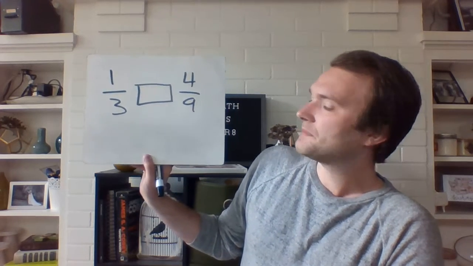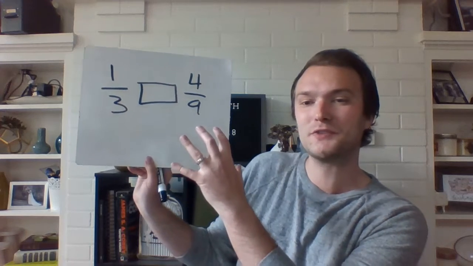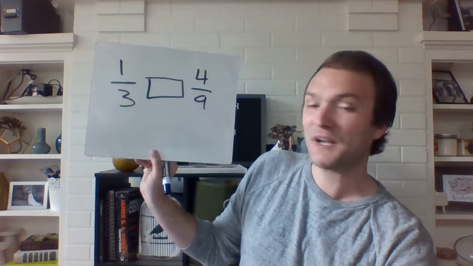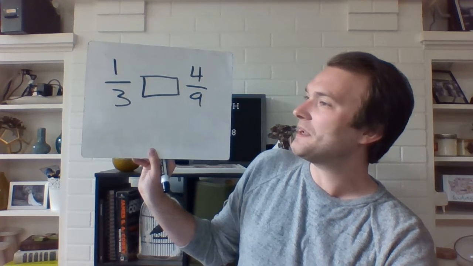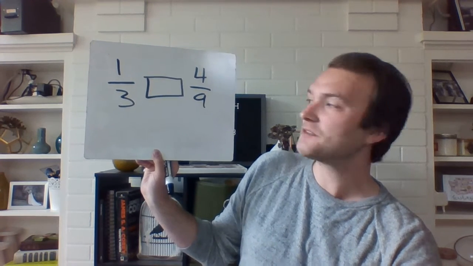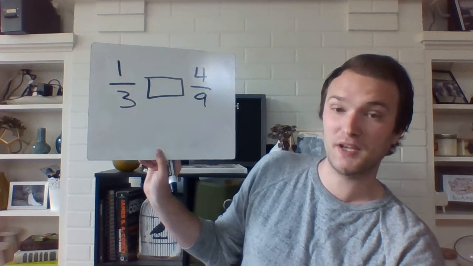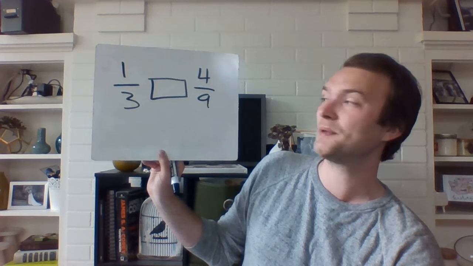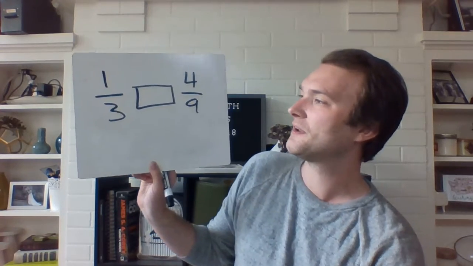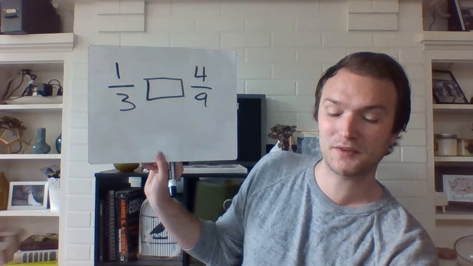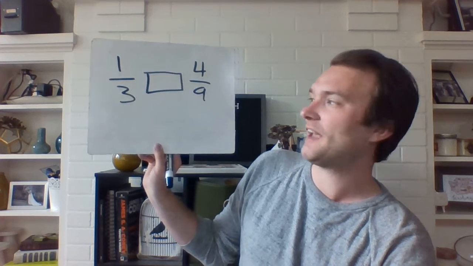Now, as always, a couple strategies we could use. Some of you might want to make a picture and maybe draw a circle and divide a circle into thirds and ninths, or 3 equal sized pieces and 9 equal sized pieces, and then shade in 1/3 and compare that to what 4/9 looks like shaded in. And that can be a good strategy, although it's not super precise.